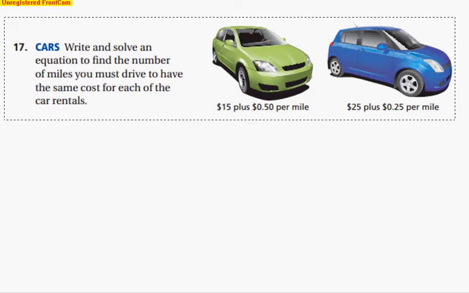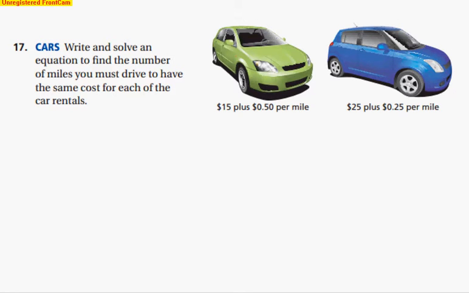One more problem here. It talks about these 2 cars, and we're supposed to write and solve an equation. A little further in the description, it says we're trying to write and solve an equation to find the number of miles you must drive to have the same cost. So same is the key word that kind of gives it away here. Same means equal cost for each rental. So we're going to take this rental and set it equal to this other rental.